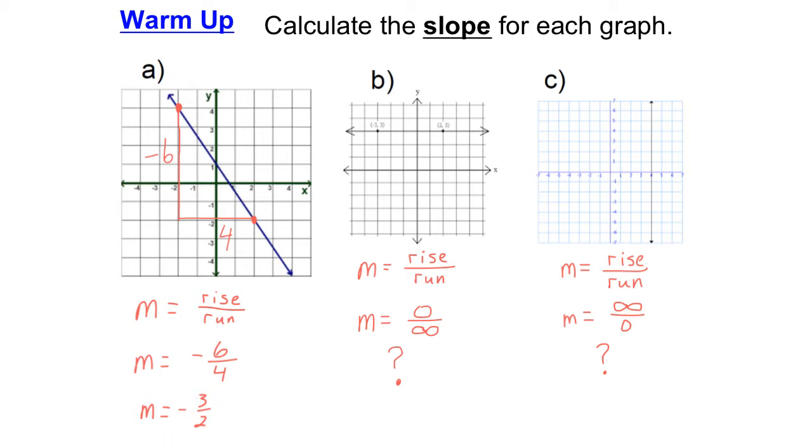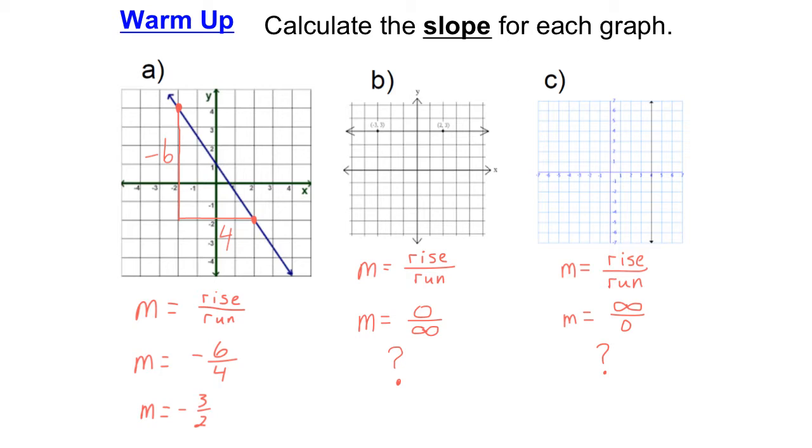But for the second and third one, you probably had some trouble, because if we look at this line, well, the 2 points have no rise between them. So the rise would be 0, and the run, well, the run is infinite, really, because the line keeps going in either direction. So we have 0 over infinity.